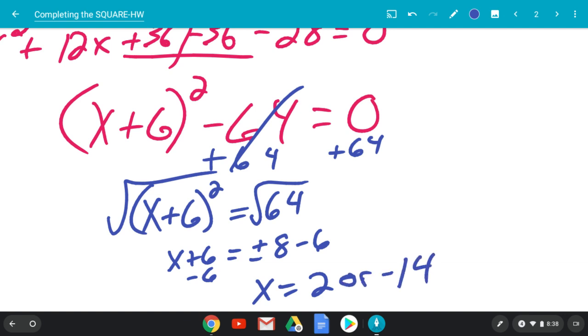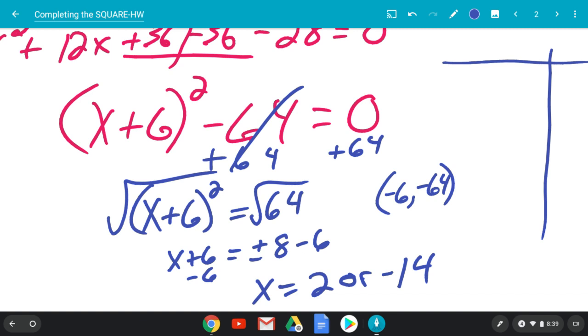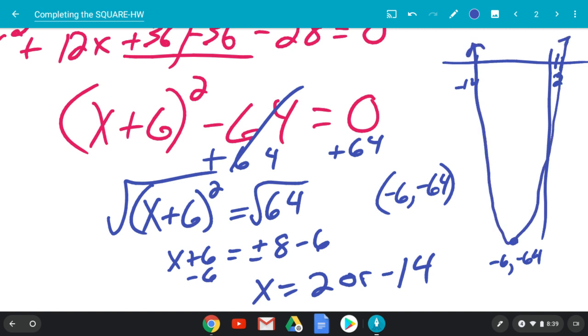If I were to sketch a rough graph, my vertex is going to be negative 6, negative 64. So it's going to be way down here at negative 6, negative 64. And it's going to cross at 2 and negative 14. How many people had that? Excellent. Excellent.